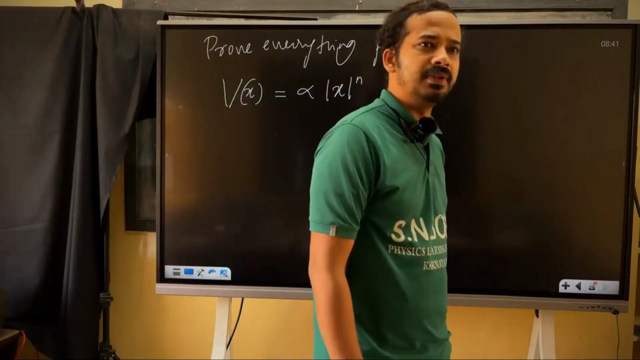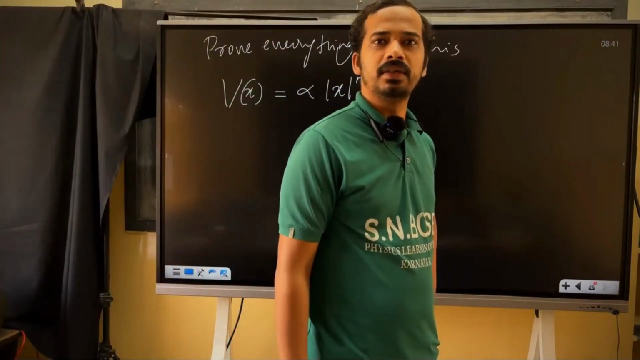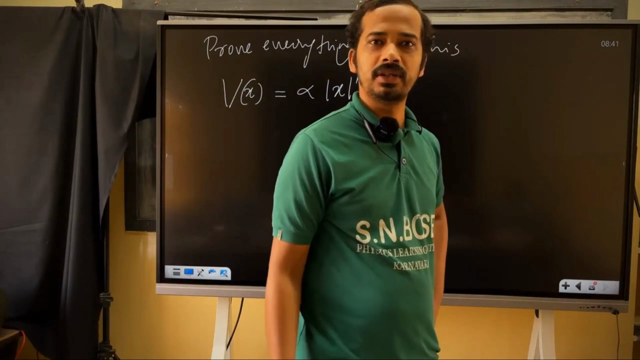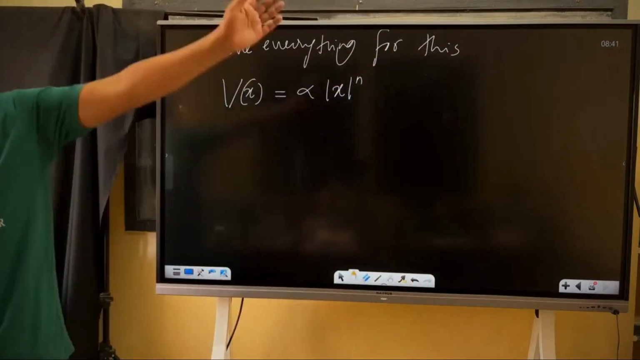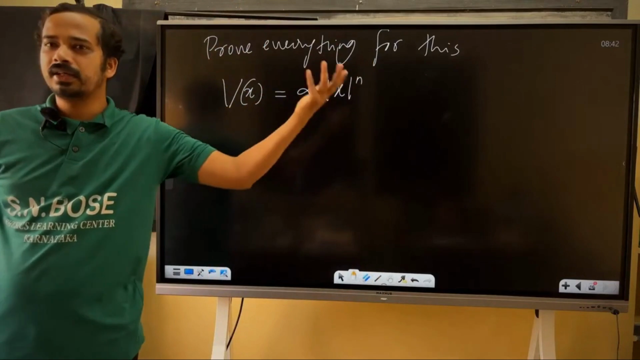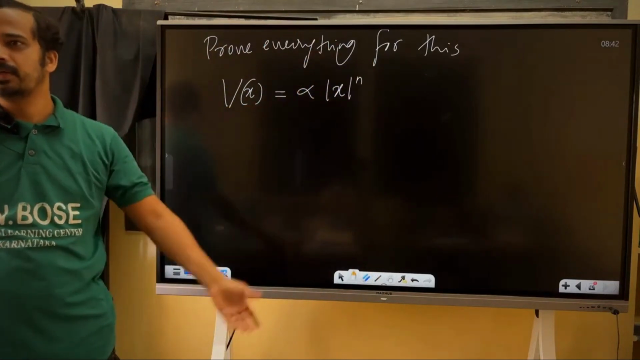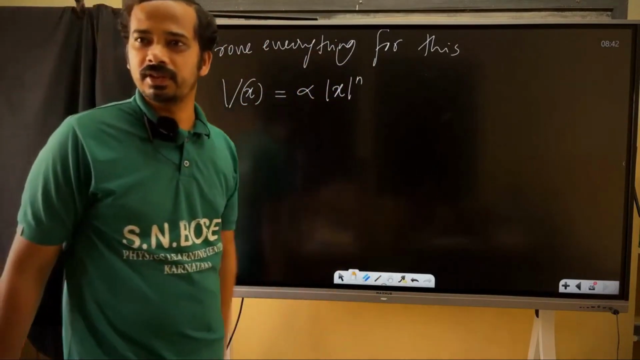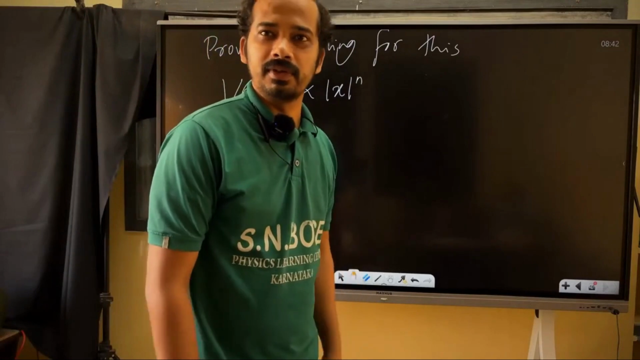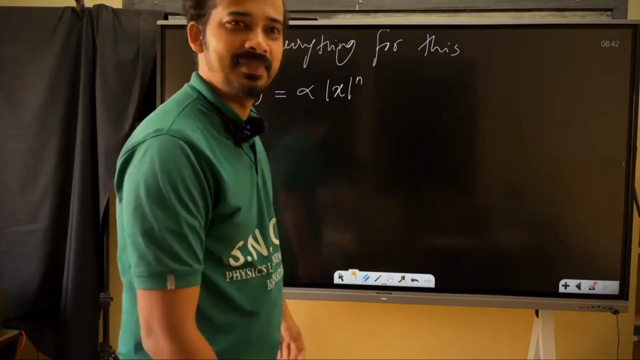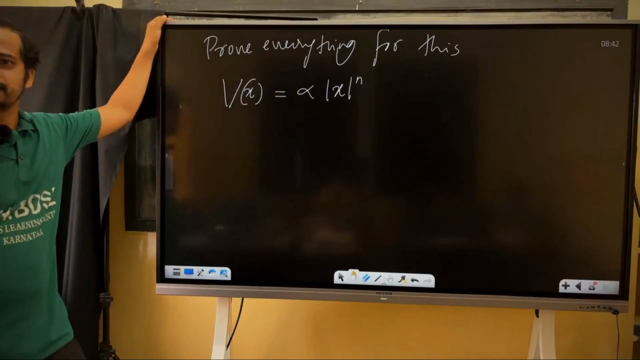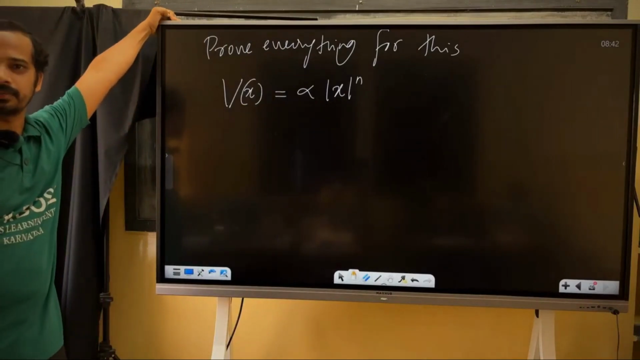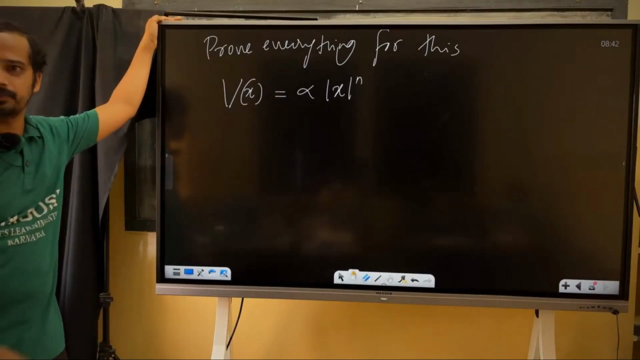Time period is infinity, isn't it? Frequency is zero. There is no frequency. While it is going, when coming back it is taking infinite time, which means it is not coming back. You don't define frequency if it is not periodic. Now you prove everything for this one. This holds for all problems, right, if you prove that one.